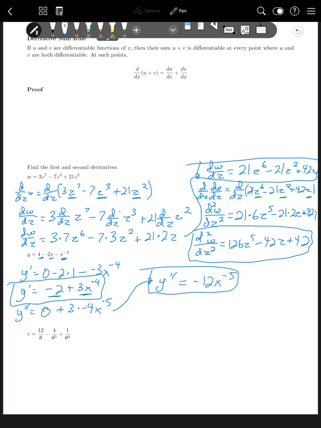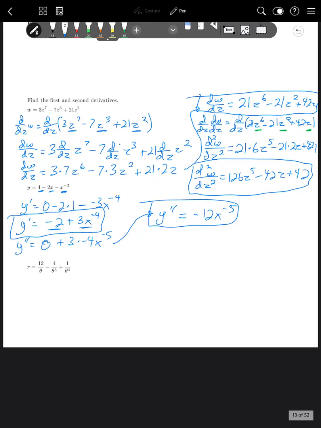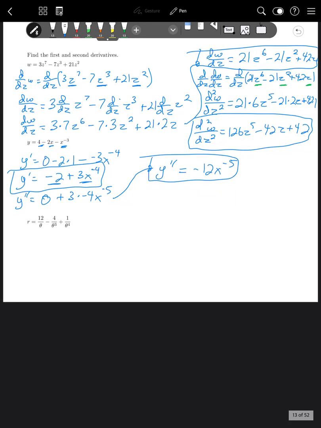Now, with this last one, notice here that we don't have a number times a variable to a power. We're dividing by the variable. So one of the things we can do here is rewrite this using negative exponents. So this would be 12 theta to the negative first minus 4 theta to the negative third plus theta to the negative fourth. And now we can use the same rules we used above to find the derivative of that.